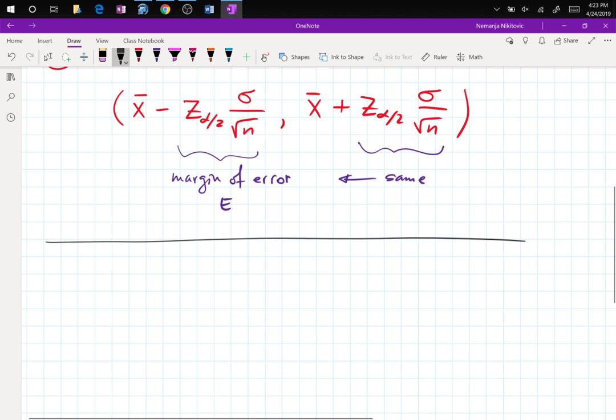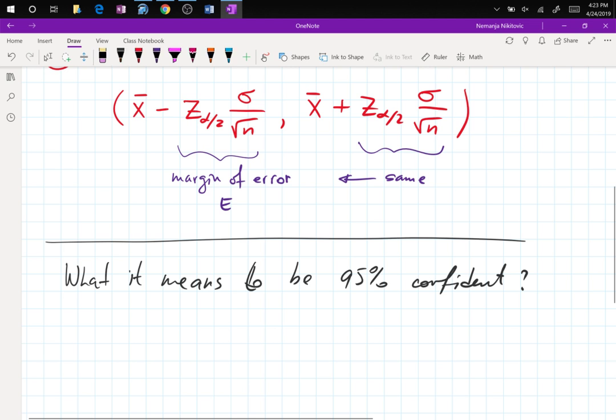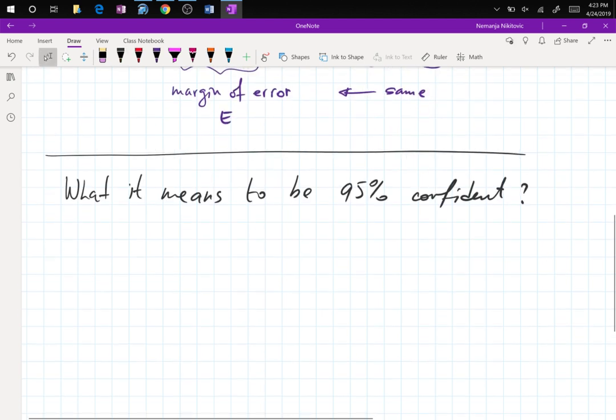Now, before we go into calculations, we have to take a look at this. Let's write it as a question. What does it mean to be 95% confident? What you are having here is a number that can be converted into the z-score eventually.